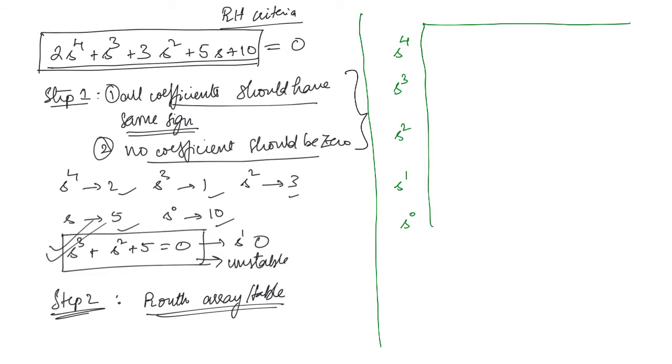and the remaining elements you have to fill. This is the Routh table. Okay, so how do we fill the table? So the first row, you will start with the coefficient of s to the power 4, that is 2, and you will take the alternate coefficients, that is coefficient of s square and coefficient of s to the power 0. So you have 2, 3 and 10 here.